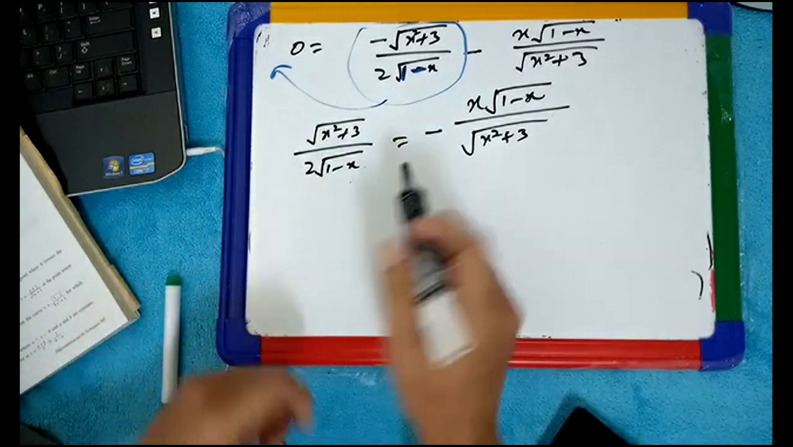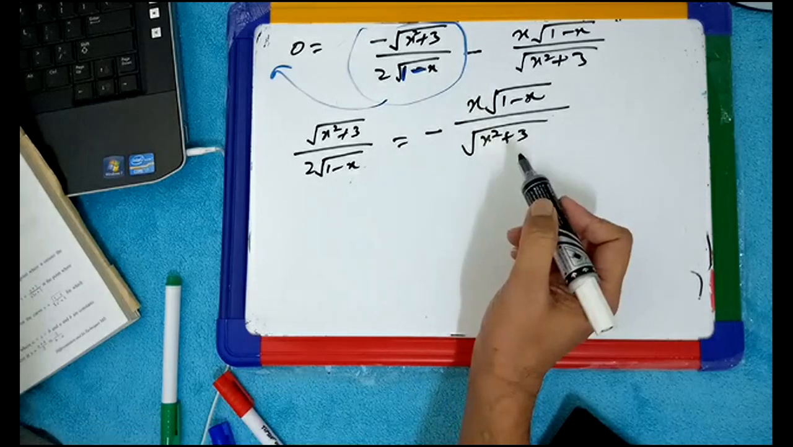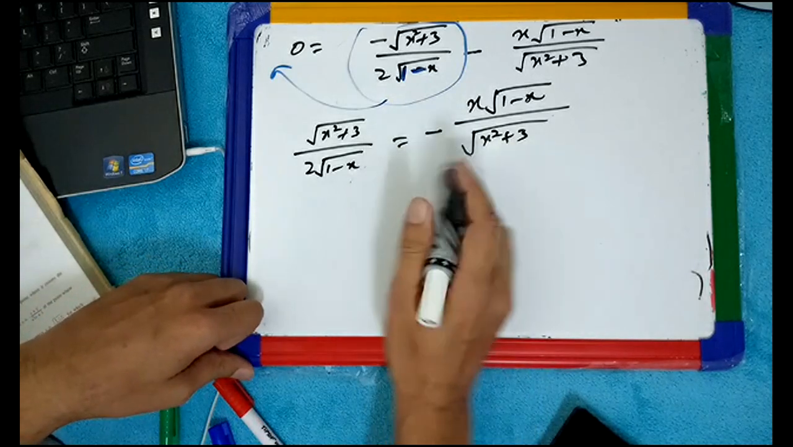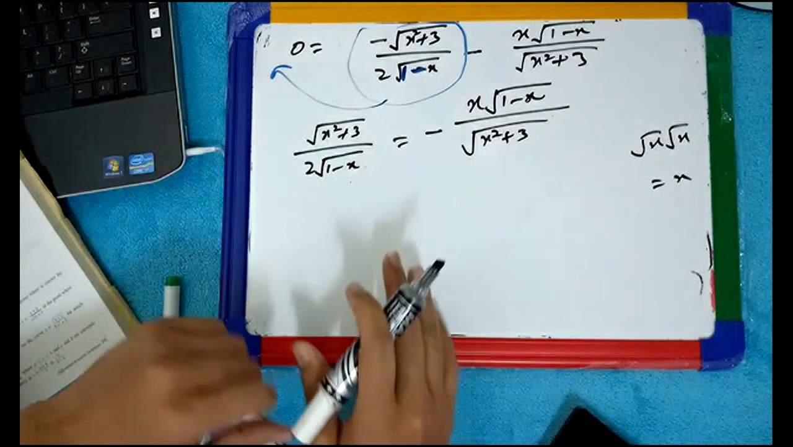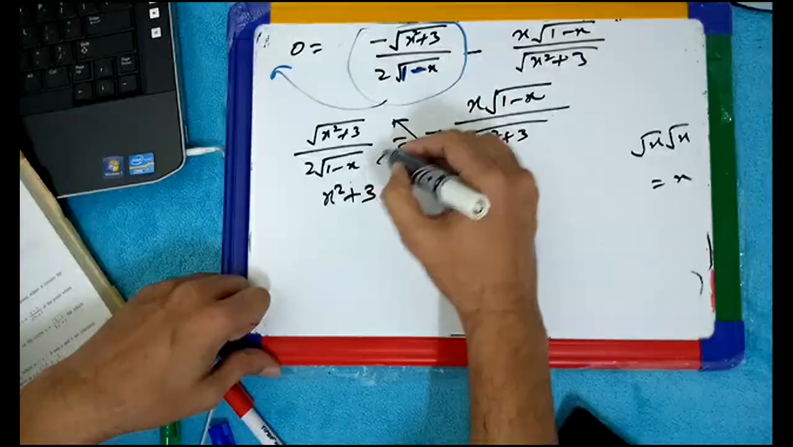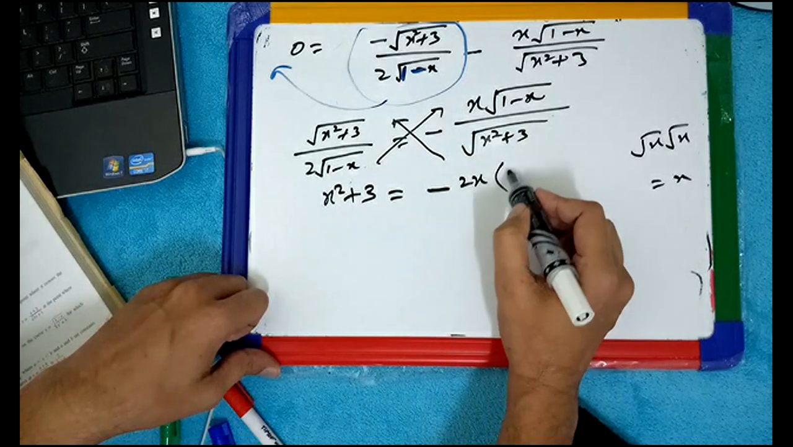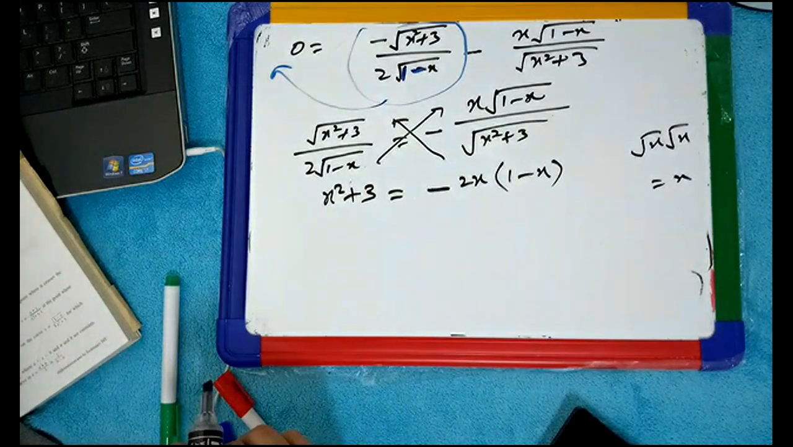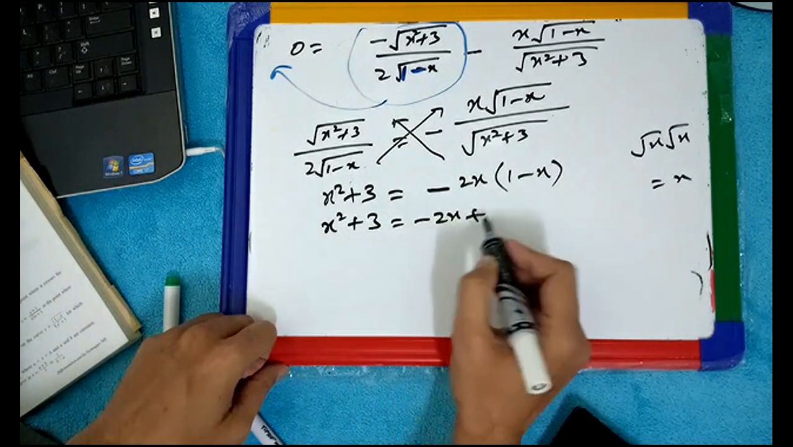Now what we do in normal mathematics, we cross multiply. You got it? This is the easiest way. If I multiply this with this, the same thing will be multiplied. Now apply this one, x under root x, the answer is x, so the square root will finish. Only x squared plus 3 will come when you move this one over here. And when you move this one here, 2x and in the bracket 1 minus x. Square root is finished on both sides. Now, x squared plus 3 equals minus 2x plus 2x squared.